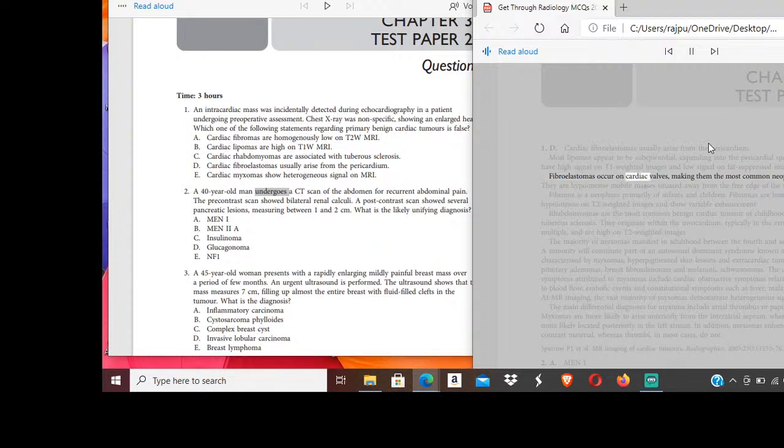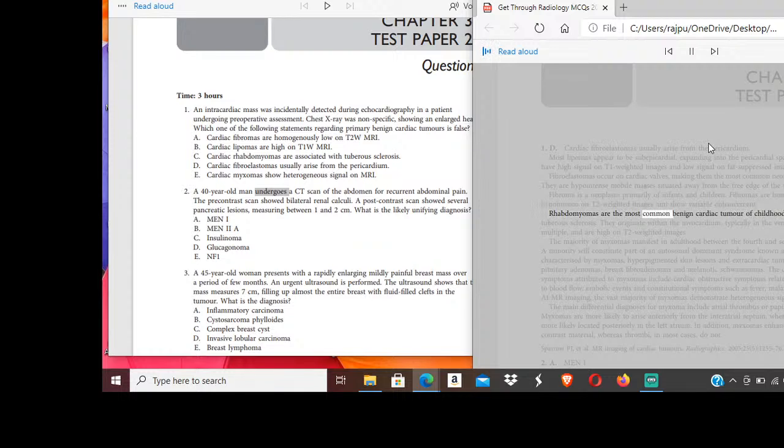Fibroelastomas occur on cardiac valves, making them the most common neoplasm of the valves. They are hypointense mobile masses situated away from the free edge of the valves. Fibroma is a neoplasm primarily of infants and children. Fibromas are homogeneously hypointense on T2 weighted images and show variable enhancement.